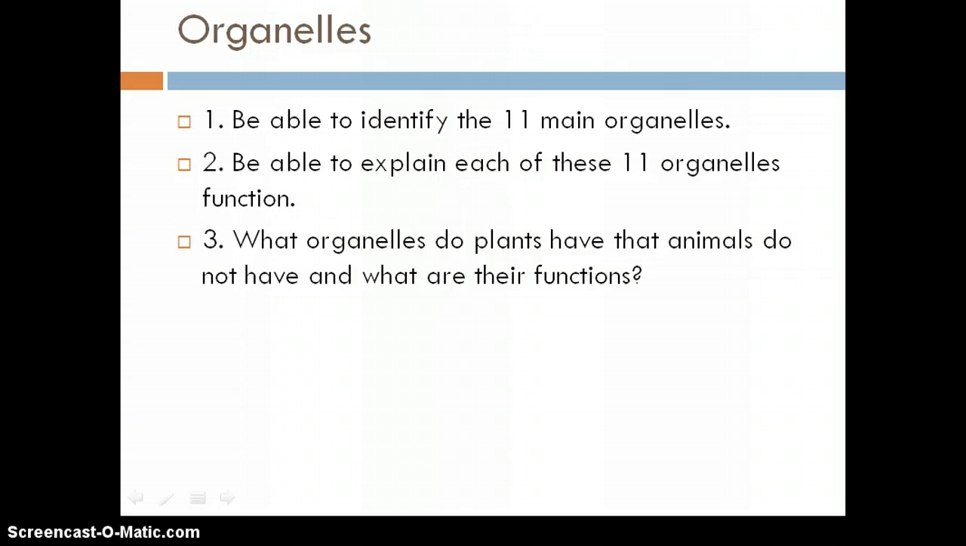Number two, be able to explain each of these 11 organelles and their functions. So you might not always have to explain them, but you need to be able to identify what they do, maybe in a matching situation or a multiple choice situation. So you need to know what they do. And then number three, what organelles do plants have that animals do not have, and what are their functions?